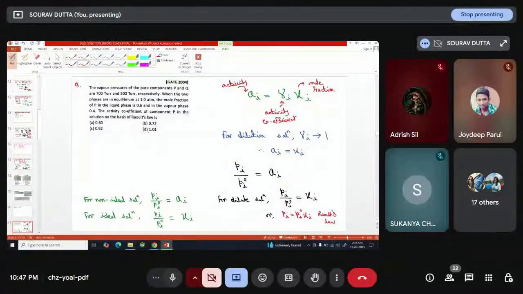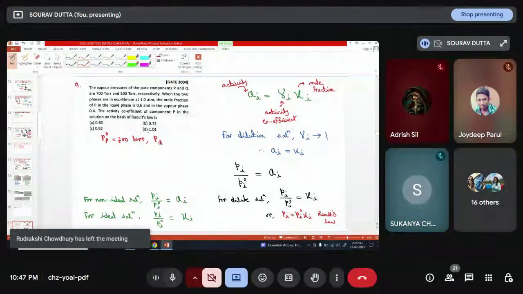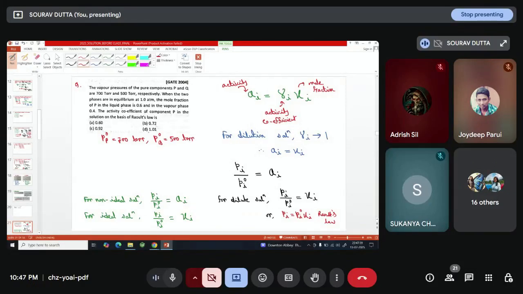The vapor pressure of the pure component, that is, vapor pressure of P, is given as 700 torr. Vapor pressure of Q in the pure state is 500 torr. When two phases are in equilibrium at 1 atm, that is the total pressure, 1 atm. The mole fraction of P in the liquid phase is 0.6 and the mole fraction of P in the vapor phase is 0.4.